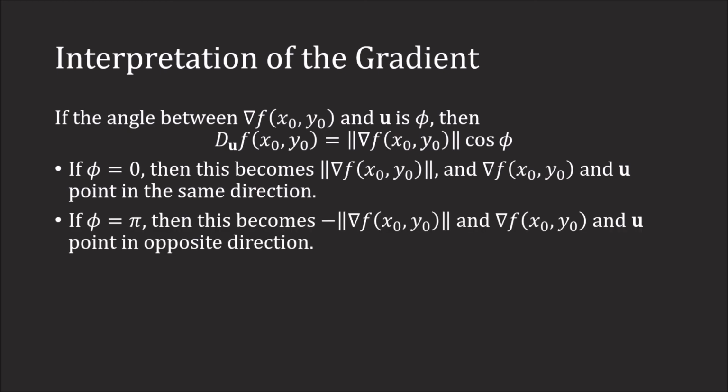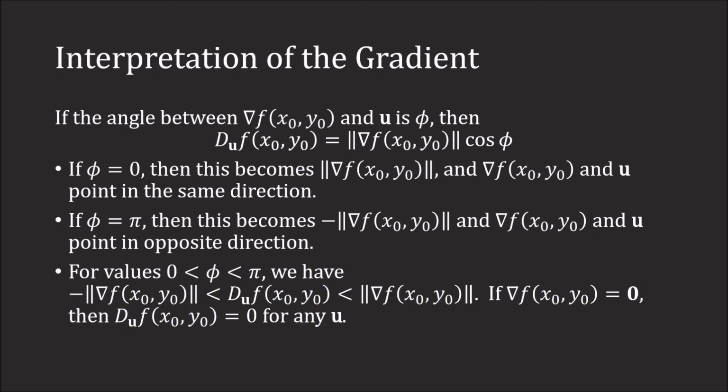If phi happens to be pi, then this directional derivative becomes negative the magnitude of the gradient, and the gradient and u happen to point in opposite directions. For values between 0 and pi, the directional derivative is between negative magnitude of the gradient and positive magnitude of the gradient. And if the gradient happens to be the 0 vector, then the directional derivative is 0 no matter what direction we're looking at. And we summarize this now in the next theorem.